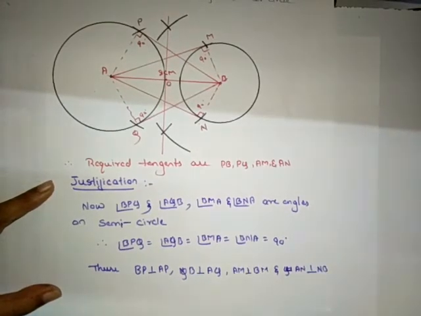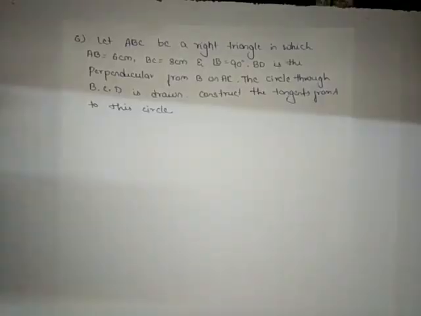Okay. So we'll move on to the 6th question. 6th one: let ABC be a right triangle in which AB equals 6 cm, BC is 8 cm and angle B is 90 degrees. BD is the perpendicular from B on AC. The circle through B, C, D is drawn. Construct the tangents from A to this circle.